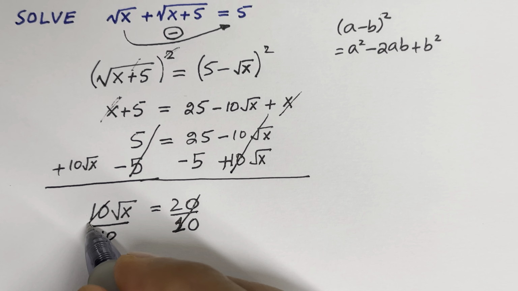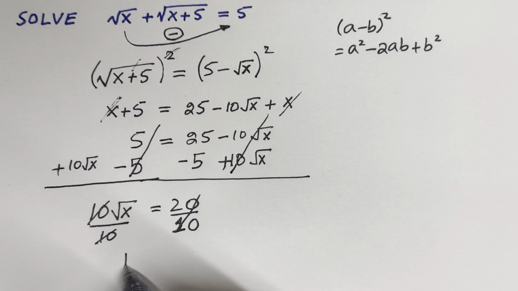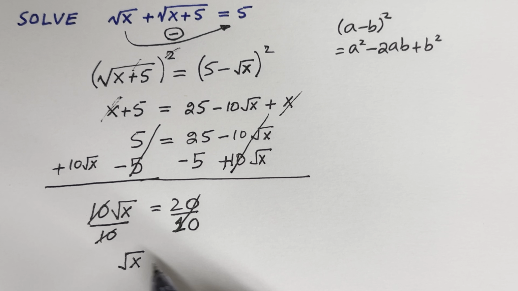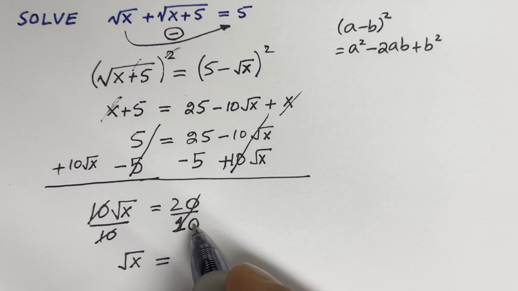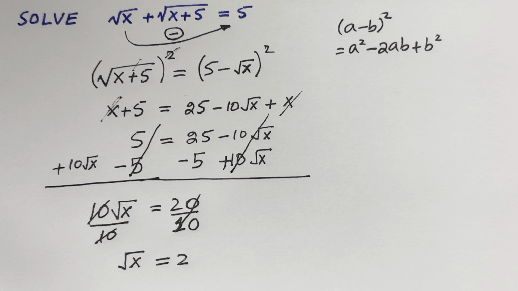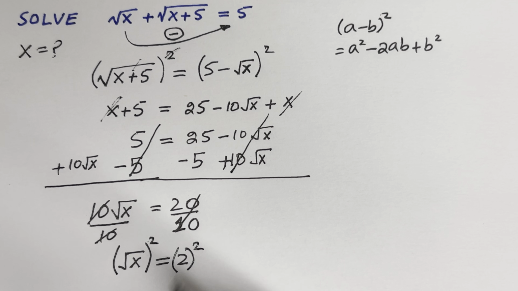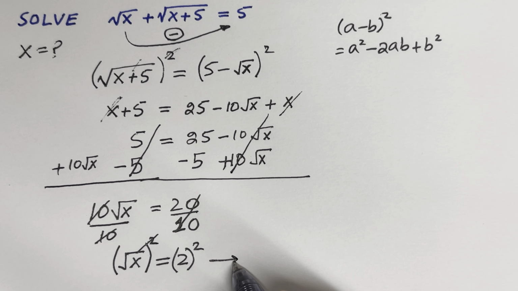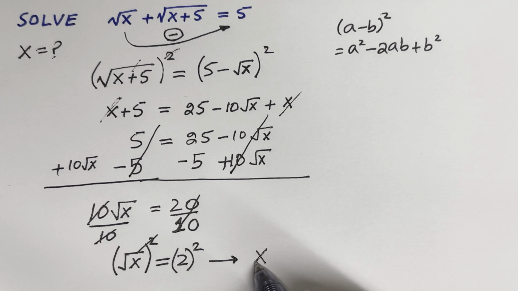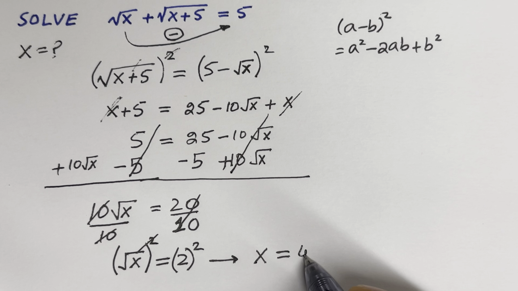So we have these cancellations. So on the left hand side we will have square root of x, and on the right hand side the zeros are going to cancel with each other, so we have just 2. But we have square root of x. Take squares on both sides. These guys cancel each other, so we have x on the left hand side, and on the right hand side 4.